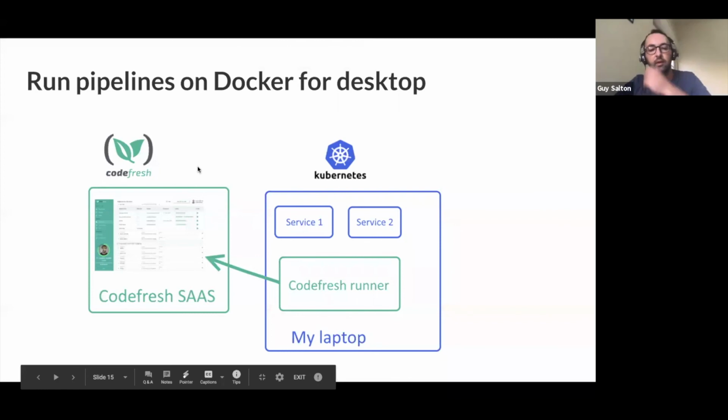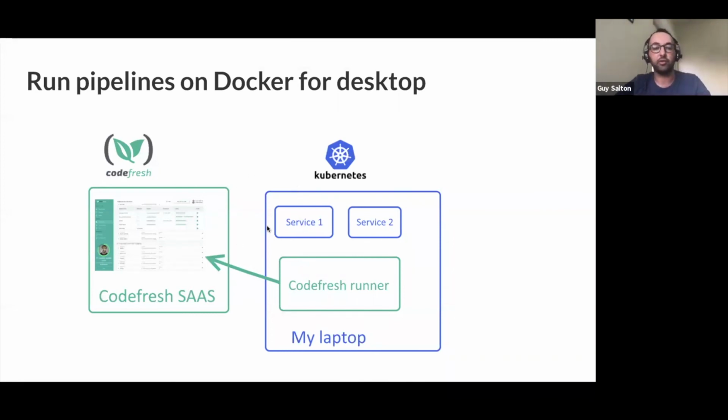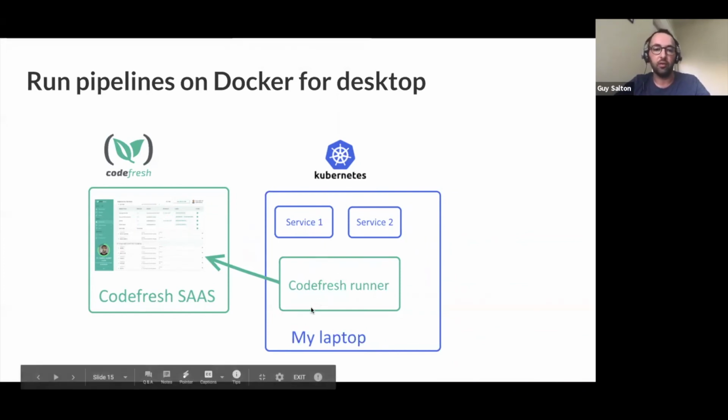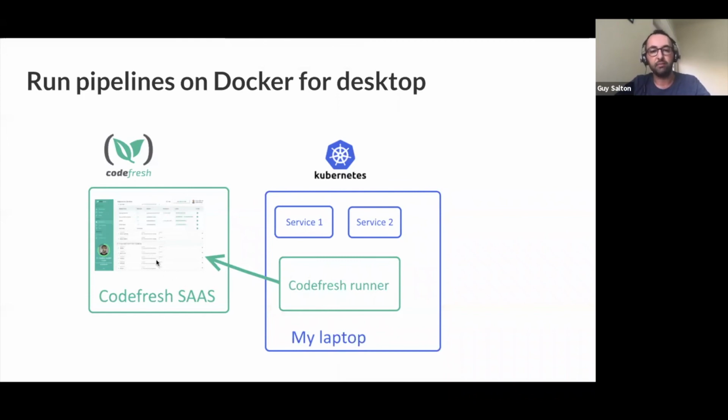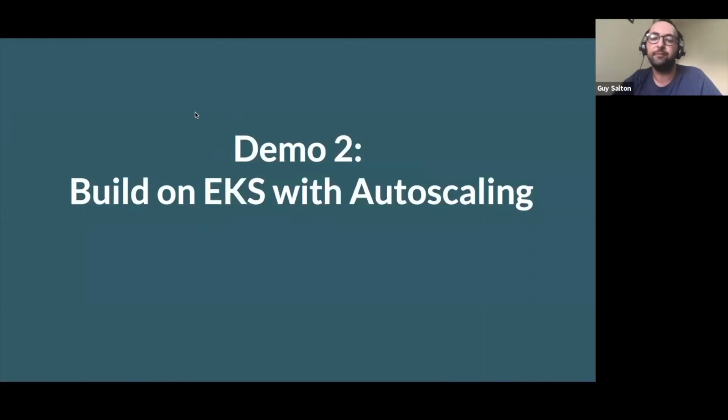So this was a high-level architecture diagram of what we just did, right? Running pipelines on my Docker for Desktop cluster. So I had installed the runner. The runner then communicated with the Codefresh SaaS platform, and it created this demo pipeline. Then the runner pulled this new build as a task and created a din pod that ran my build. So that was the first demo. Now, let's see a more advanced scenario while installing on EKS with autoscaling.